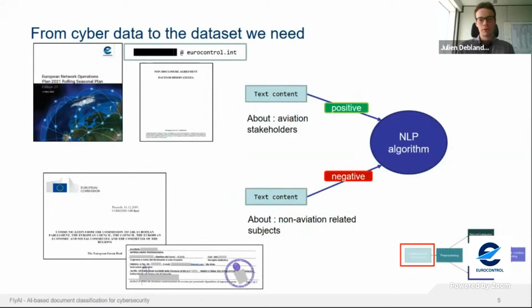To build our document classification algorithm, we needed on one side positive data and on the other side negative data. The positive document can be any type of document that is related to aviation stakeholders. So it can be reports, it can be NDAs, or even emails from aviation stakeholders. And on the other hand, you have non-aviation related subjects. In this case, we have mainly chosen reports from the European Commission. And then those texts will be fed into the algorithm.